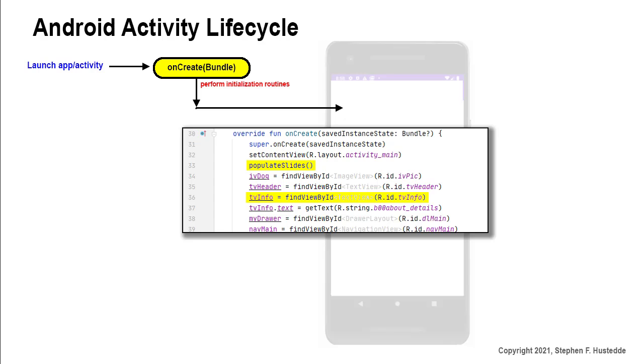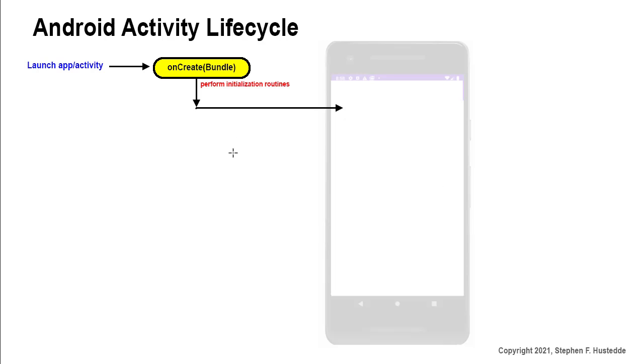We perform some other initialization routines in that onCreate method. We've taken our views and created references to those views that we then use in code. And we can do things as far as loading in databases, other data that our application is going to require as it runs. When the onCreate method is called, the app is not yet visible on our screen.